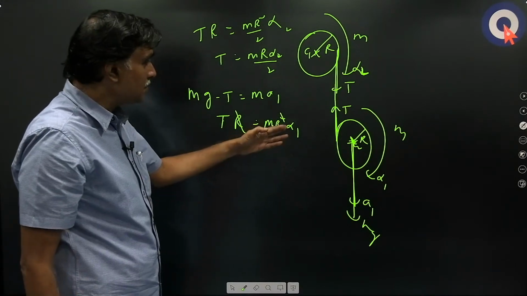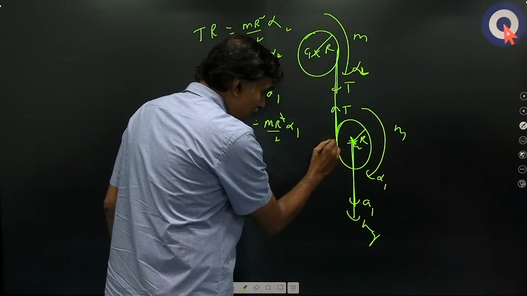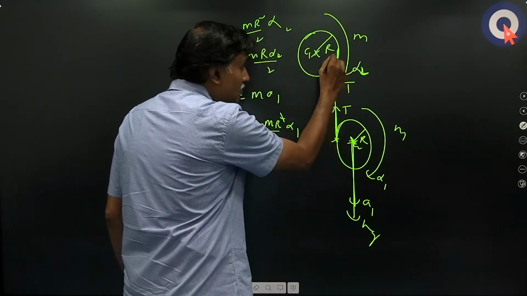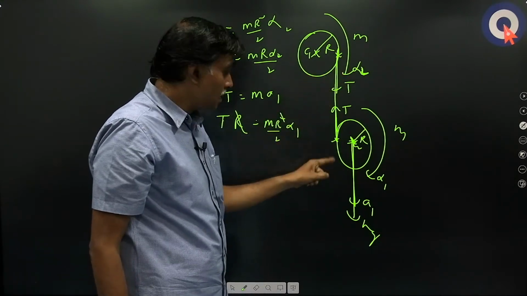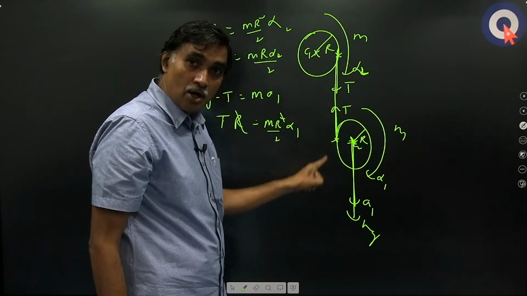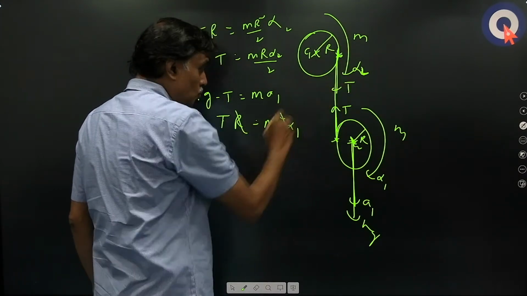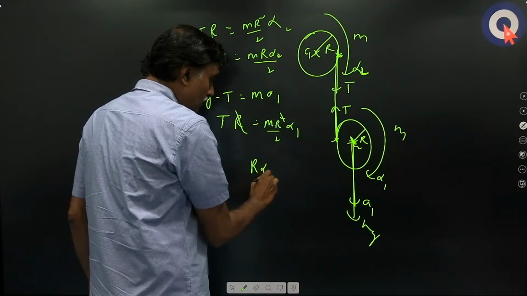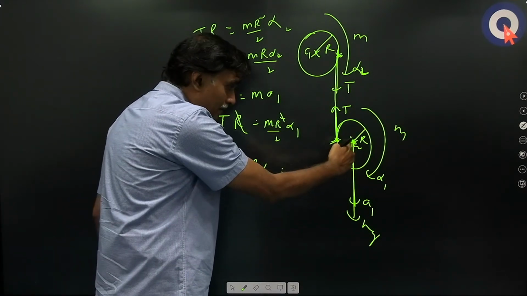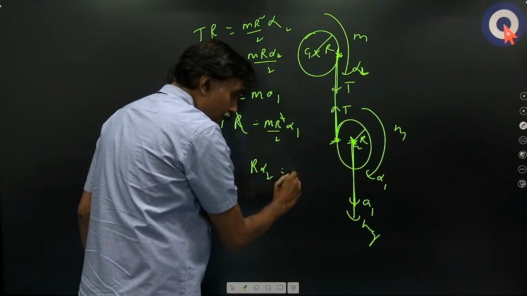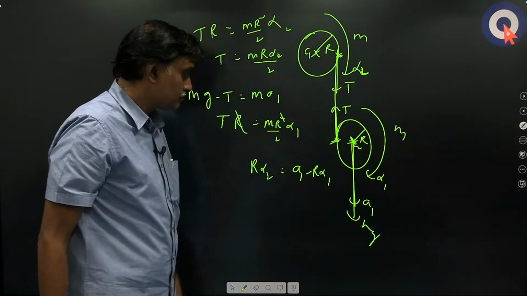But how do you find the relation between alpha 1, A1 and A2? We should consider once again that the acceleration of this end of the string is equal to the acceleration of this end of the string. Acceleration of this end of the string in the downward direction should be equal to the acceleration of this end of the string in the downward direction. The acceleration of this end of the string is R alpha 2. That is equal to the acceleration of this end of the string in the downward direction, which is A1 minus R alpha 1. Okay. That's all.